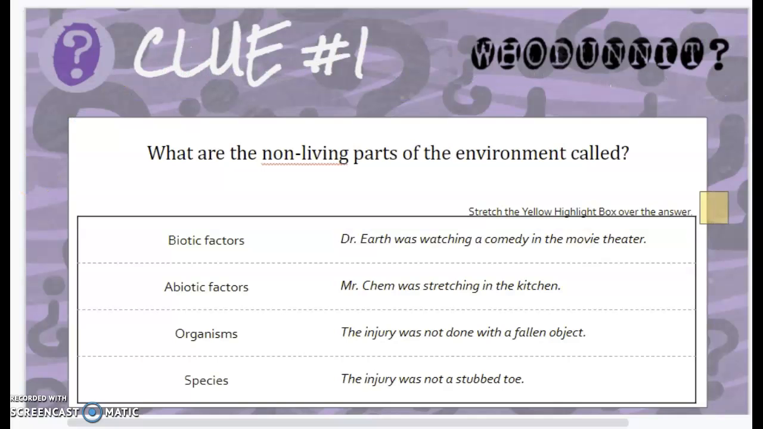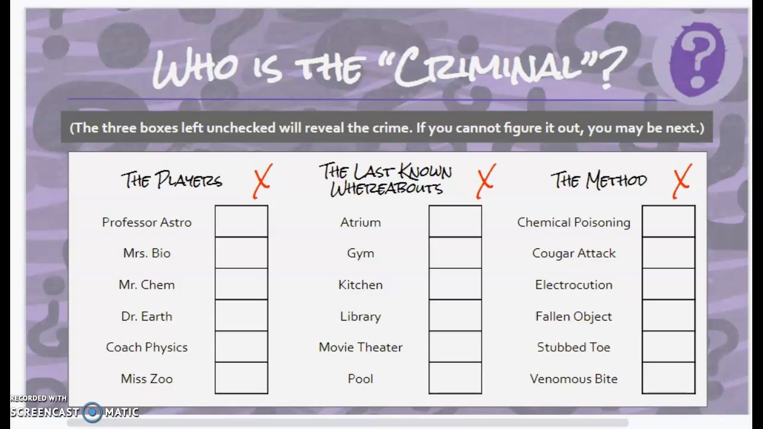Okay. So clue 1 says, what are the non-living parts of the environment called? We have biotic factors, abiotic factors, organisms, species. And it says stretch the yellow highlight box over the answer. So you're going to drag this over. You're going to stretch it out to highlight the correct answer. Now the correct answer is going to correspond with some kind of clue that you can mark off on slide 3.